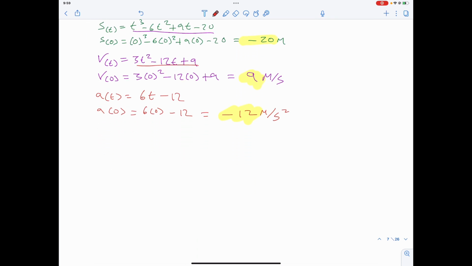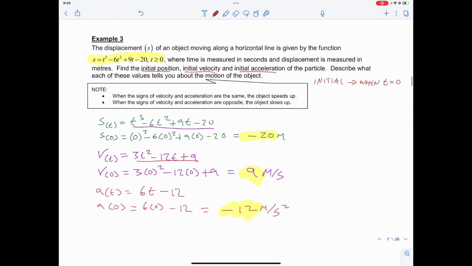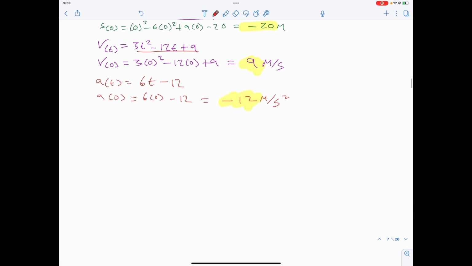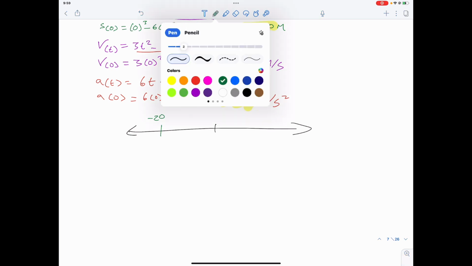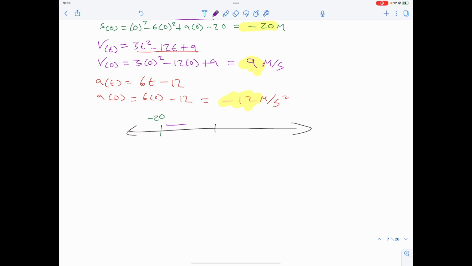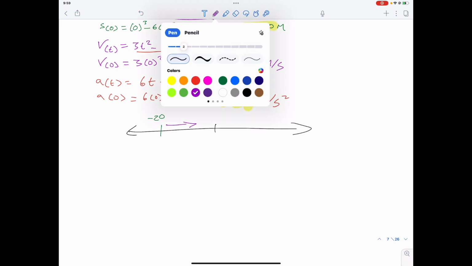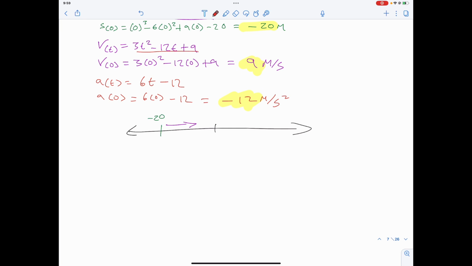Now, what does this actually mean? Well, because it said that it's moving on a horizontal line, and I know that it's going to be going from left to right, I have an object that is starting to the left of the origin, because it's negative 20 meters. It has a velocity that is positive, so it is moving right. And I have an acceleration that is negative, which means that it is slowing down.